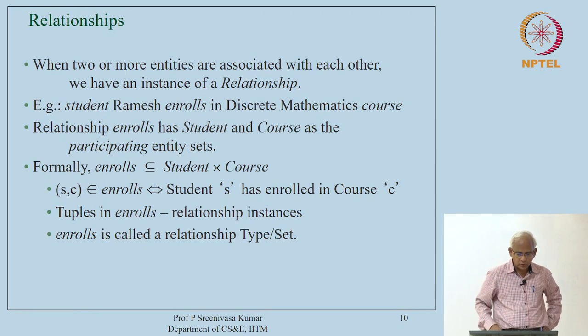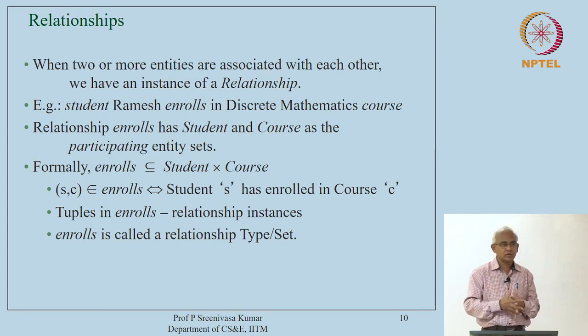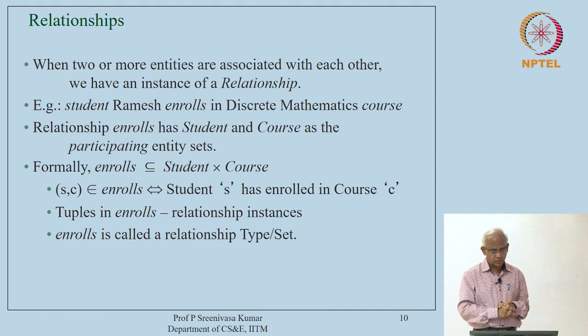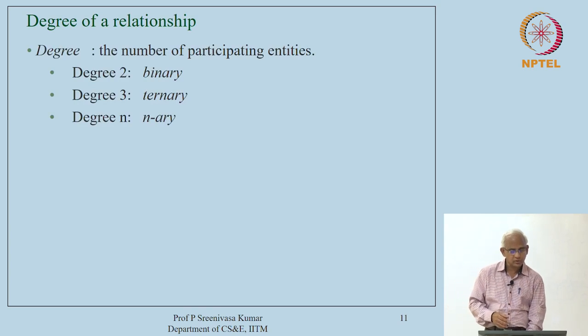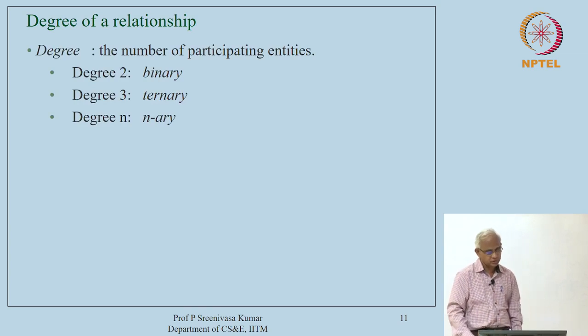We started talking about this concept of relationships. When two or more entities are associated with each other, we would like to capture that information in our model, and so we have an instance of what we call a relationship. We gave an example, which turns out to be a binary relationship, but in general there can be binary or ternary relationships.